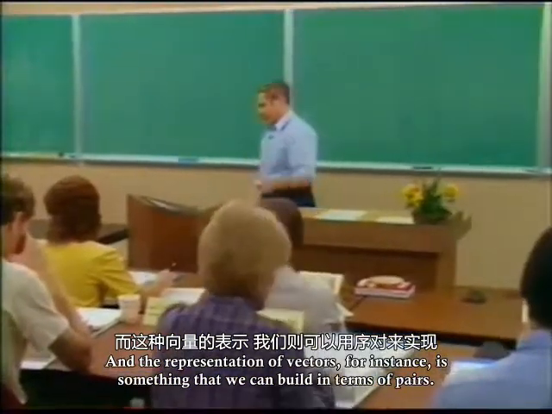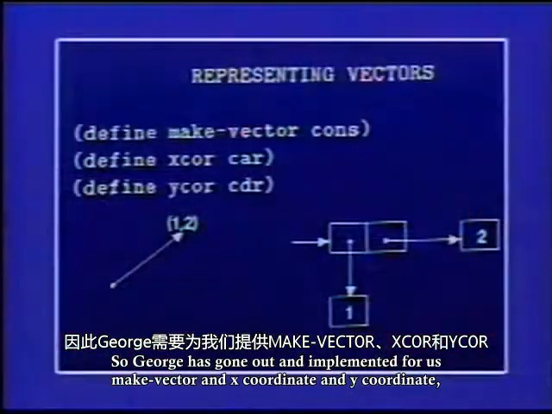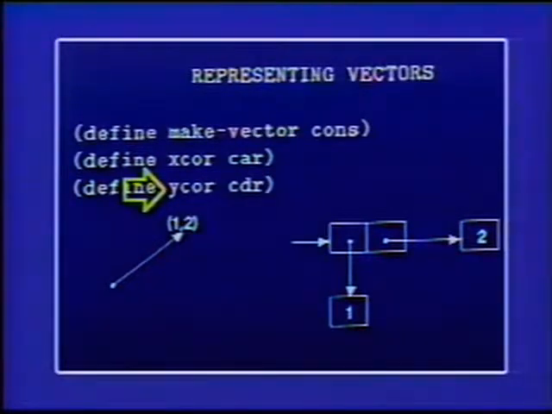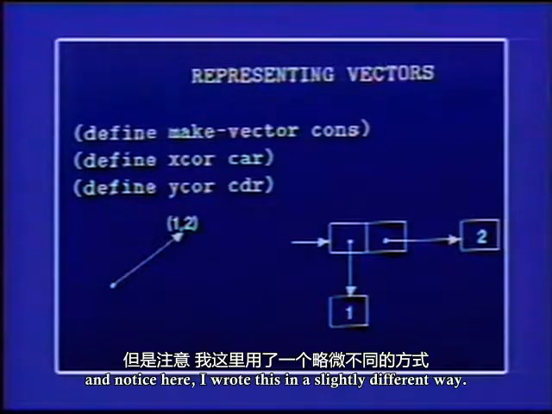So those are two operations that are implemented using the representation of vectors, and the representation of vectors, for instance, is something that we could build in terms of pairs. So George has gone out and implemented for us make-vector and x-coordinate and y-coordinate. And this could be done, for instance, using cons, car, and cdr.